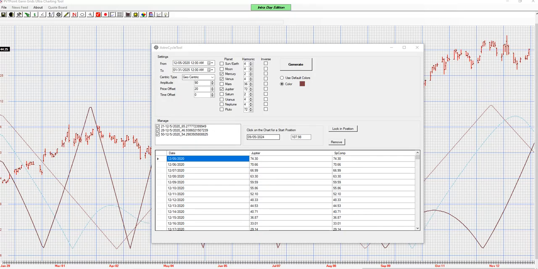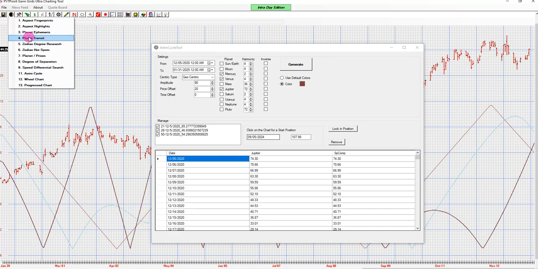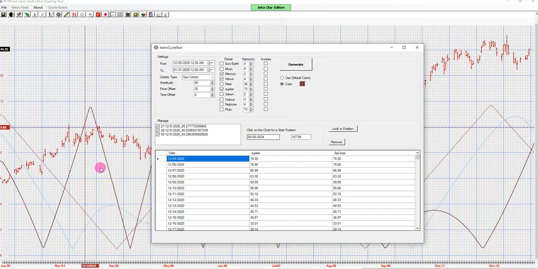So what I've got here, when I click on the Astro tool setup here, I'm using number 11, the Astro Cycle tool, and that's this box. So you set your dates, you set your amplitude for the cycle, and your price offset. That's just going to dictate where it's going to lay on the chart.